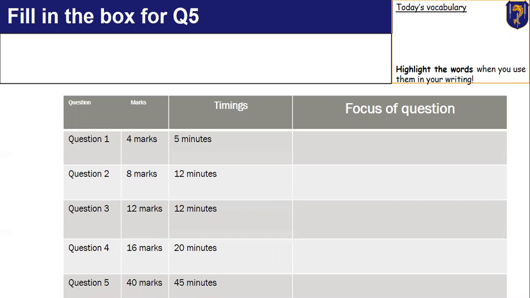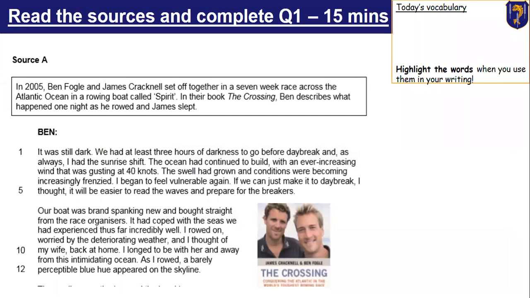Okay, so for question 5, the focus of the question, we should have written something like writing to persuade, non-fiction, writing against a statement, to argue for or against in a particular form, so speech, letter, etc. So let's have a go at completing question 1. So get your exam paper in front of you and turn to question 1.